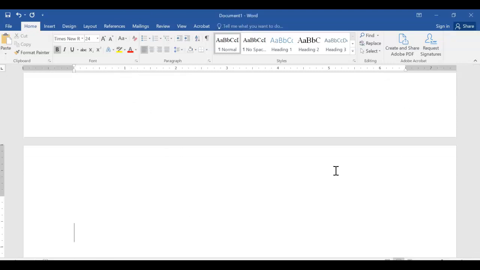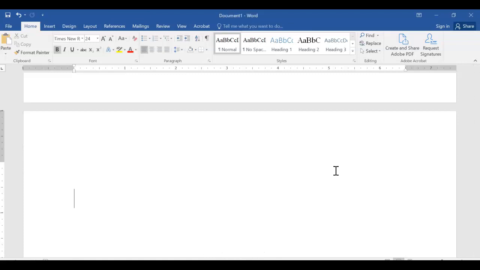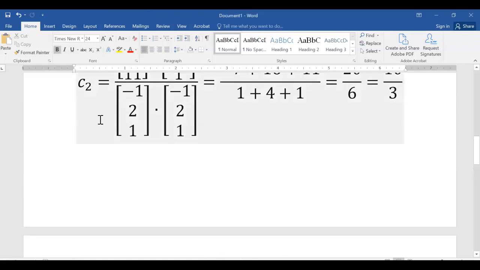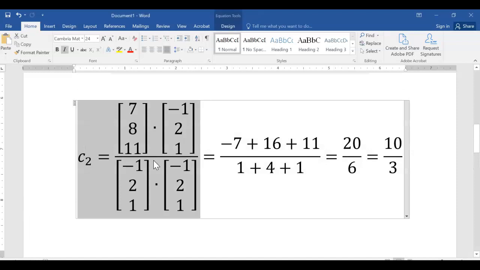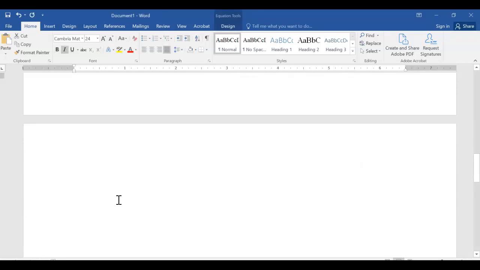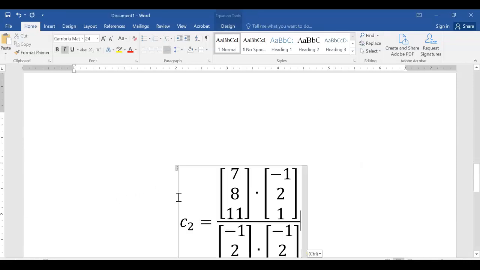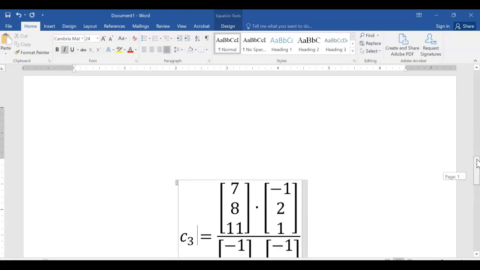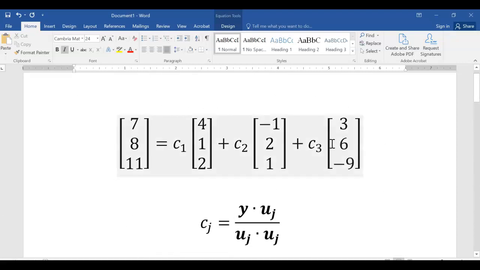Same thing with C3. For C3, let's copy and paste here. So with C3, it's the coefficient of my third vector in my basis, which is 3, 6, negative 9.